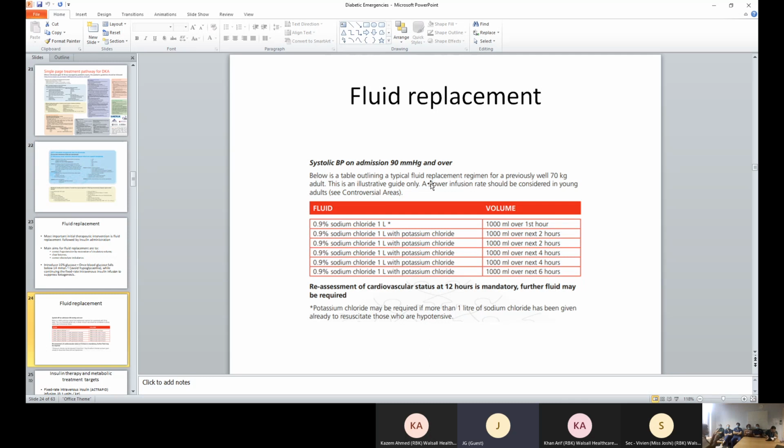Then the second and third bags are over 2 hours each, the fourth and fifth bags over 4 hours each, and the sixth bag over 6 hours. So, if I ask you, at the end of 3 hours, if the patient has received appropriate treatment, how much fluid should have been given? Five liters? No, two and a half? Depends if the circulatory status is good.